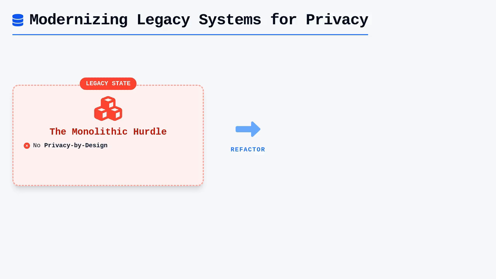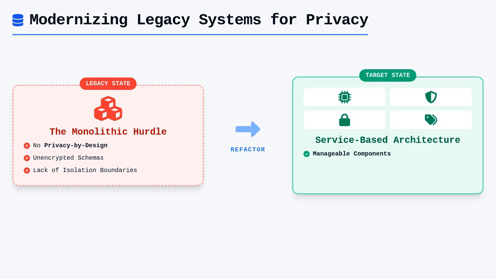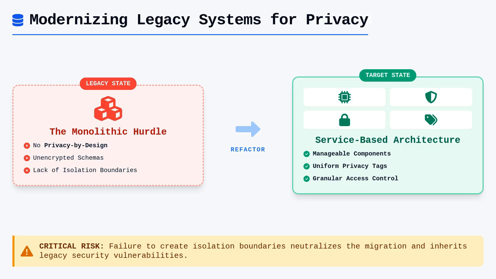When we look at refactoring an old database schema, the primary challenge is not just the physical movement of data, but the implicit business logic tied to legacy, unencrypted schemas. Often these architectures rely on monolithic structures where data is stored in a single, deeply interconnected environment that lacks clear isolation boundaries. You must approach this by breaking down those monoliths into smaller, manageable service components that can enforce privacy tags uniformly across the data ecosystem. If you fail to create these isolation boundaries, you risk inheriting the security vulnerabilities of the past, thereby neutralizing the intent of your migration project.